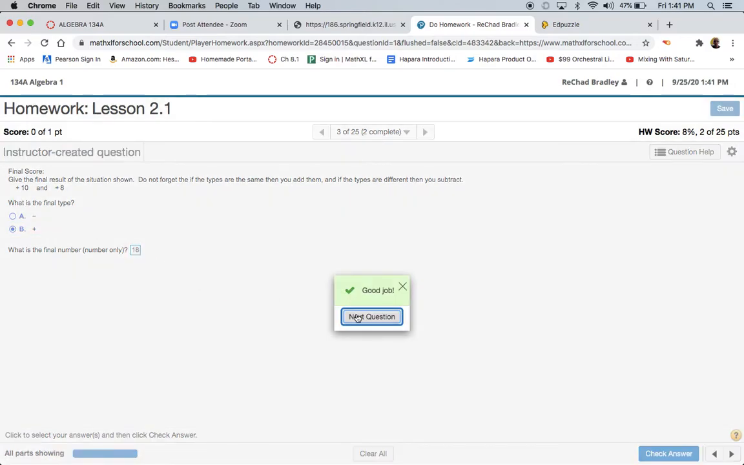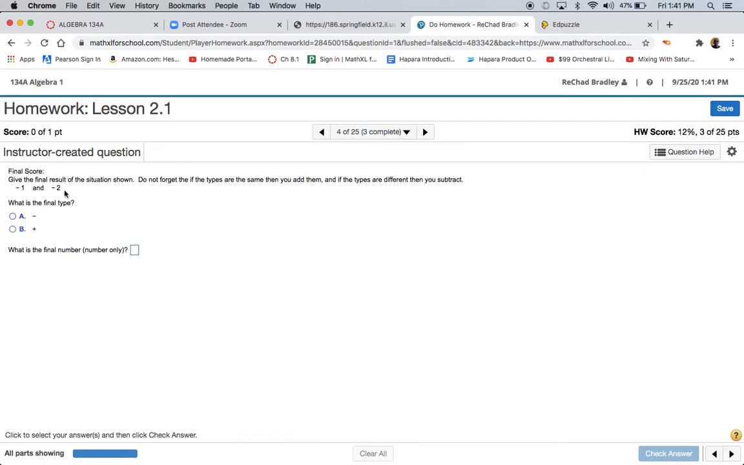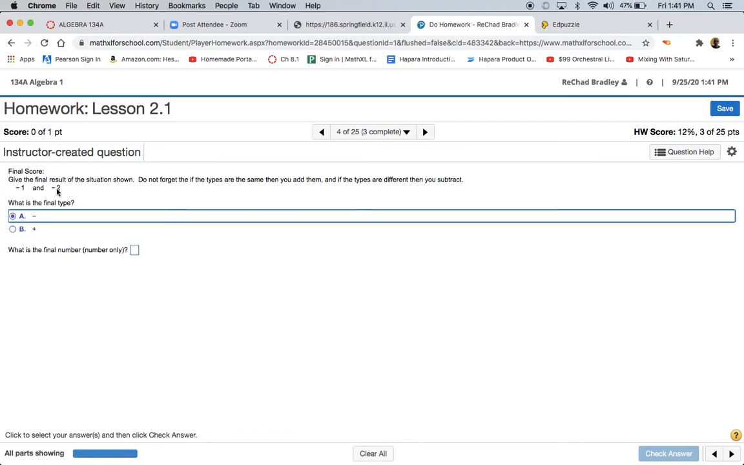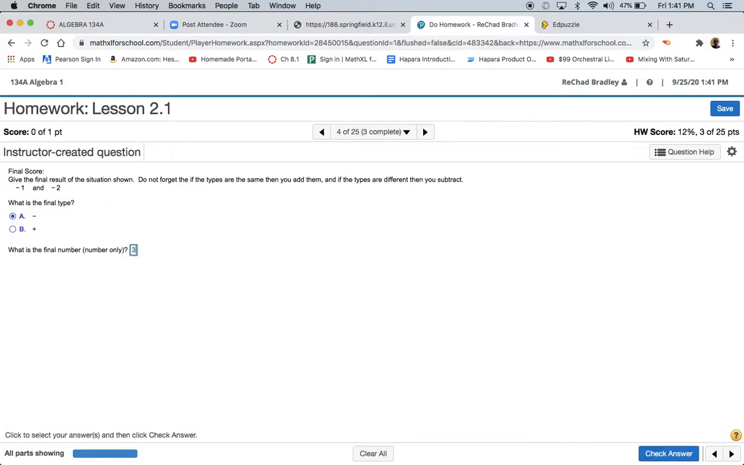Let's hope we get something different. Let's see. Some kind of different. Negative and negative should be negative, and because they work together, I should end up with 3 of them. Remember that if they are the same, we add. If they are different, we subtract.